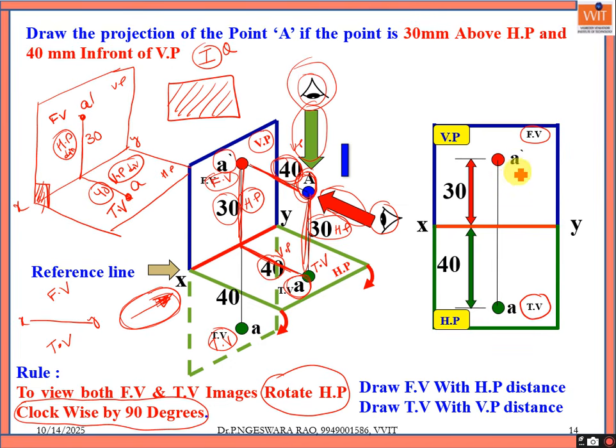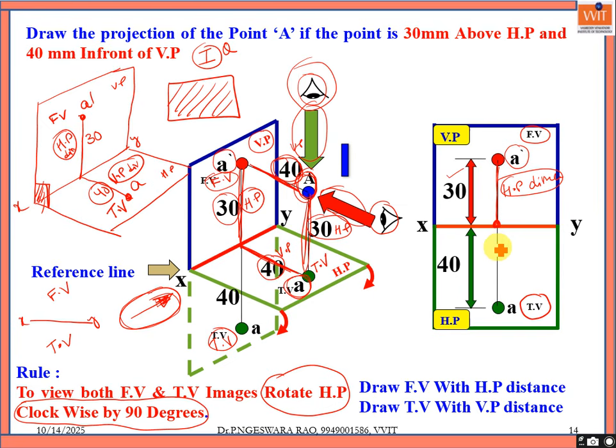So the front view name is A dash with a distance of HP, because already I told you when you look in the front view, we get the front view image with HP distance. In this case, HP distance is 30. Hence, we need to show it from the XY line. This line must be perpendicular, and this line must be at HP distance, because we are observing the front view and the distance will be HP distance only. So hence it is a 30 distance.